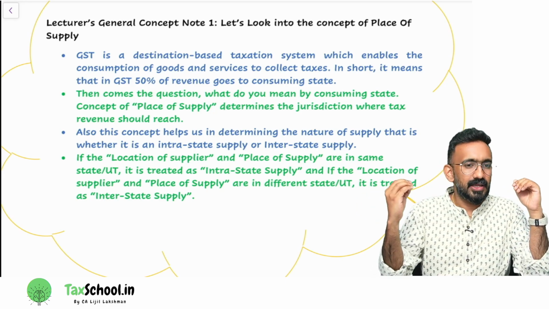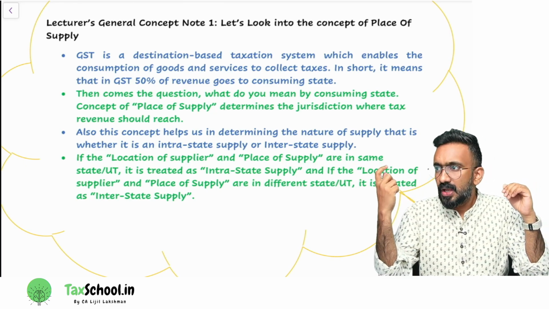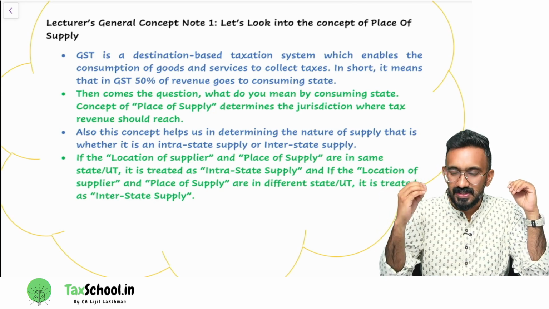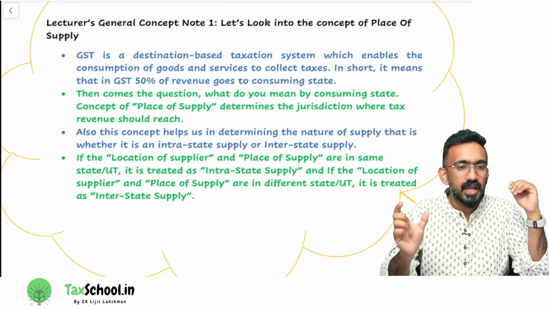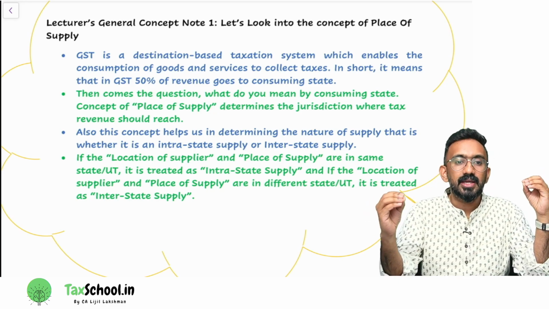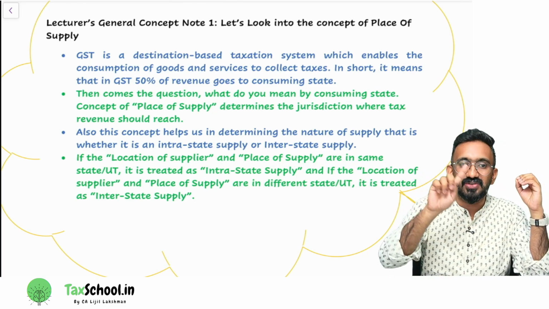Place of supply will give you the understanding of consumption, not the location of recipient. So what do you mean by consuming state? The state where place of consumption happens is the consuming state. So place of supply denotes the place of consumption. How do you determine whether a supply is an intra-state supply or interstate supply? It will be based on location of supplier and place of supply, not location of recipient.